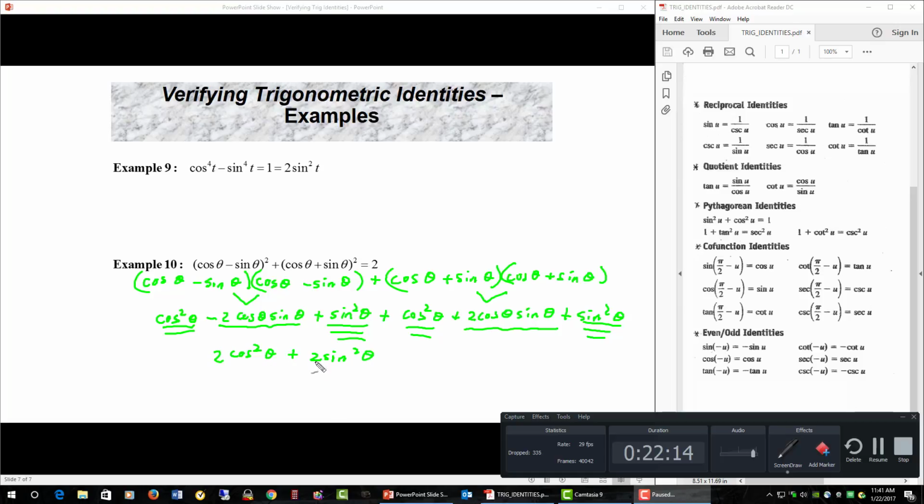And lo and behold, if you factor a 2 out of each one of these, you have 2 times cosine square theta plus sine square theta, which is really just saying 2 times 1, and all of that, yes, verifies to 2.